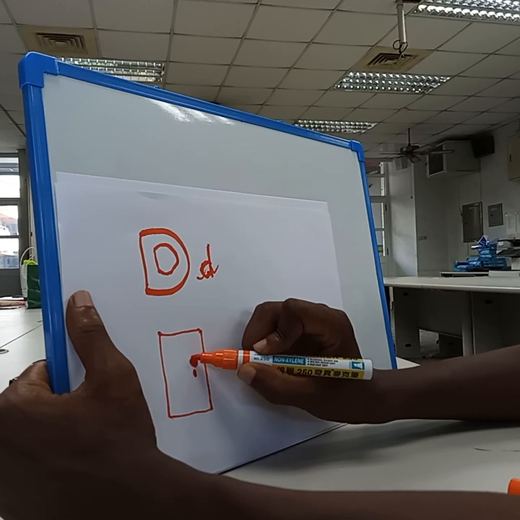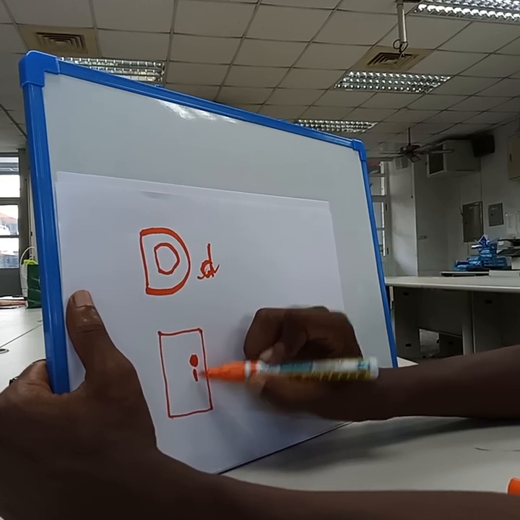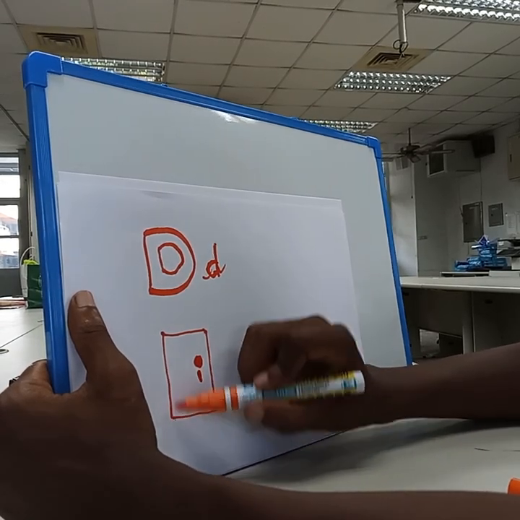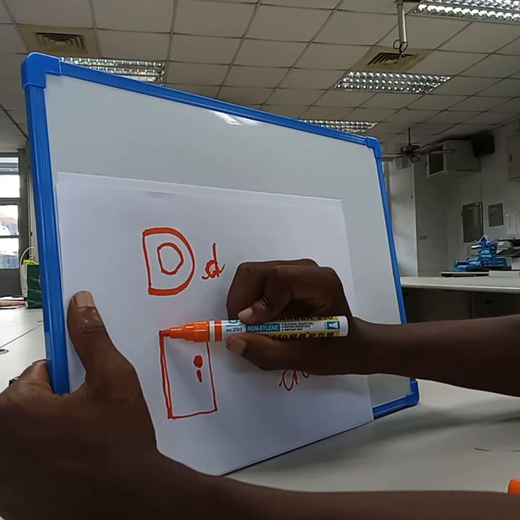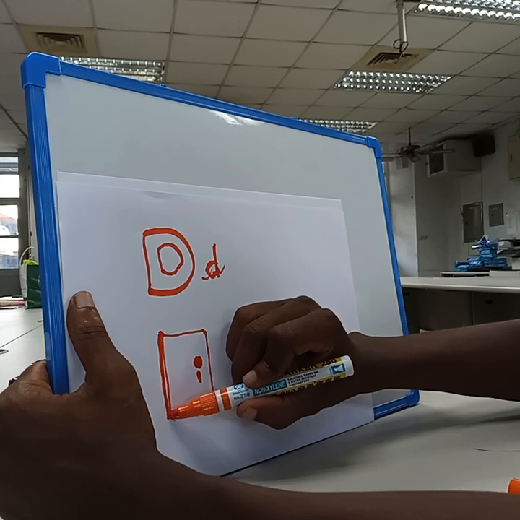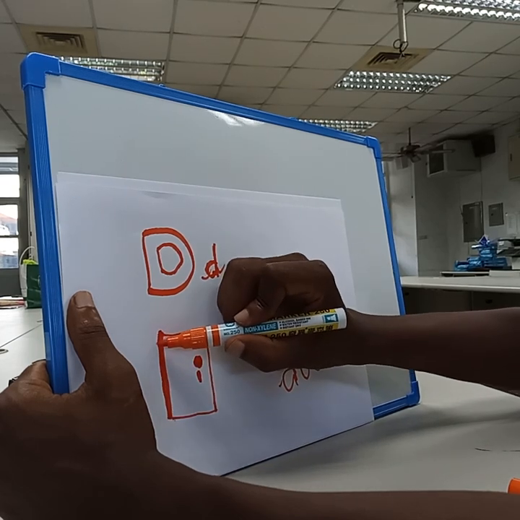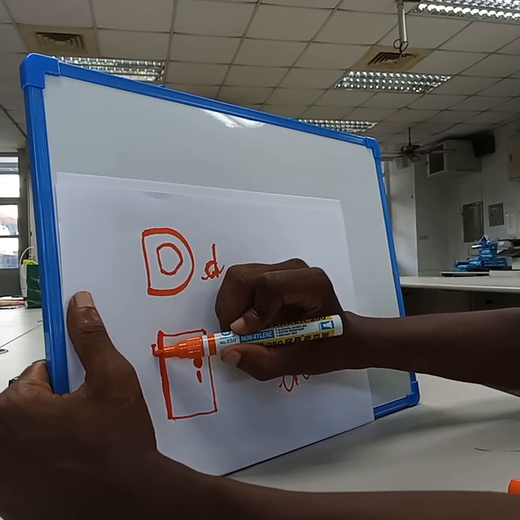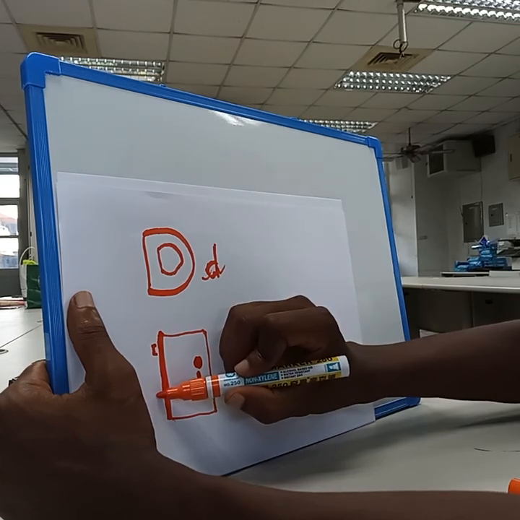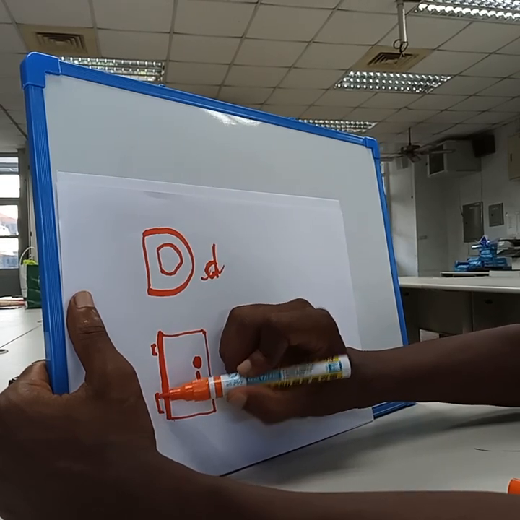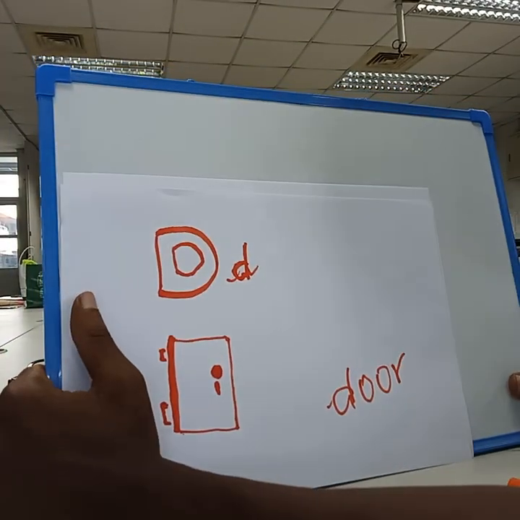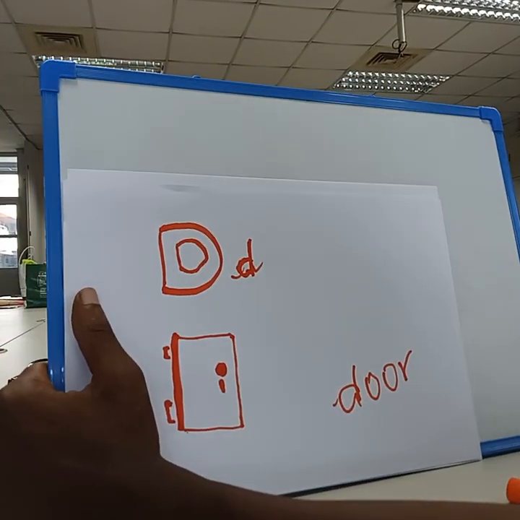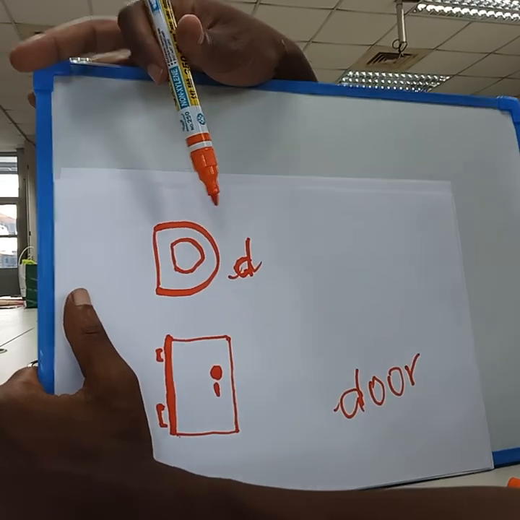Let's make it a little bit bigger. And then there's a key where the key goes in. You could do the door like this. Remember the door also has a handle where it attaches itself to the house. So that's the door. Did you draw the door? Excellent. All right. Let's say D.